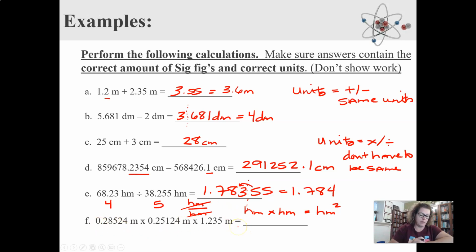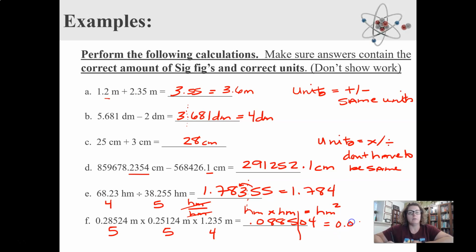Part F, we're going to multiply. So 0.28524 times 0.25124, and then multiply 1.235. Okay. As you see in here, I have 5 sig figs here. I have 5 and I have 4. Remember, leading zeros do not count as sig figs. So when I plug this in the calculator, 0.088504, and I only need 4 sig figs, so I'm going to cut it right there. And I have meters times meters times meters. So that means I have meters cubed. And when you write meters cubed, the 3 is an exponent.